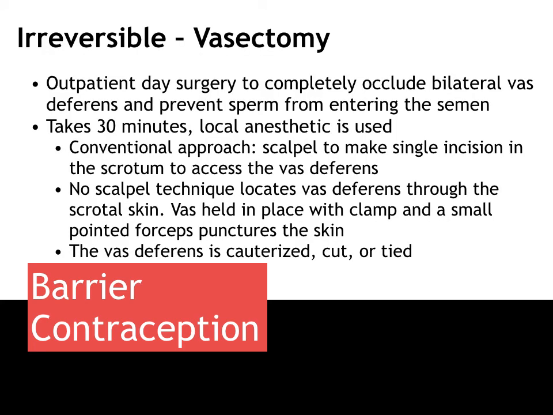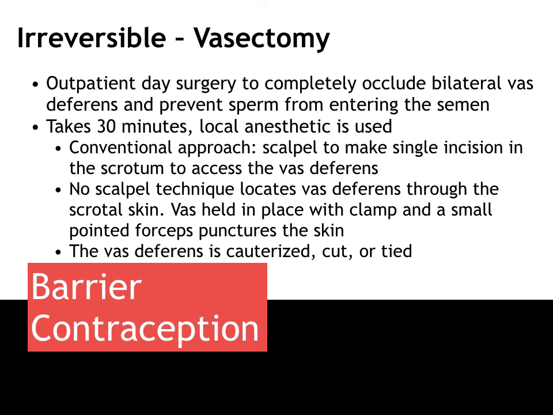And next we'll talk about barrier forms of contraception. So starting off with the irreversible methods. So vasectomy. Vasectomy is a day surgery to completely occlude the vas deferens bilaterally, and this will help prevent sperm from entering semen. So this is the male form of irreversible surgery. This takes about 30 minutes.